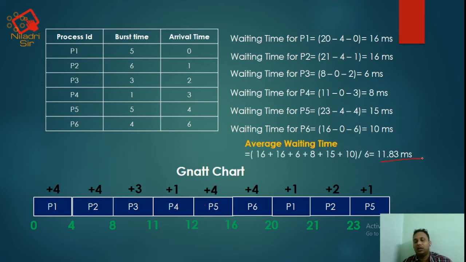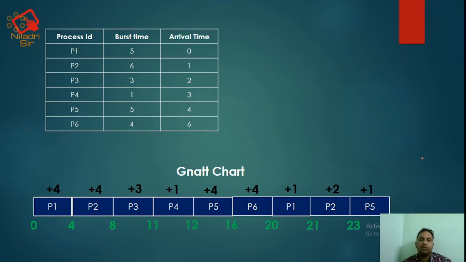Now let's do the turnaround time. The turnaround time is basically the completion time minus the arrival time. The completion time for P1 is 21, and the arrival time is 0. So the turnaround time for P1 will be 21 minus 0, that is 21. And for P2 it will be 23 minus 1.